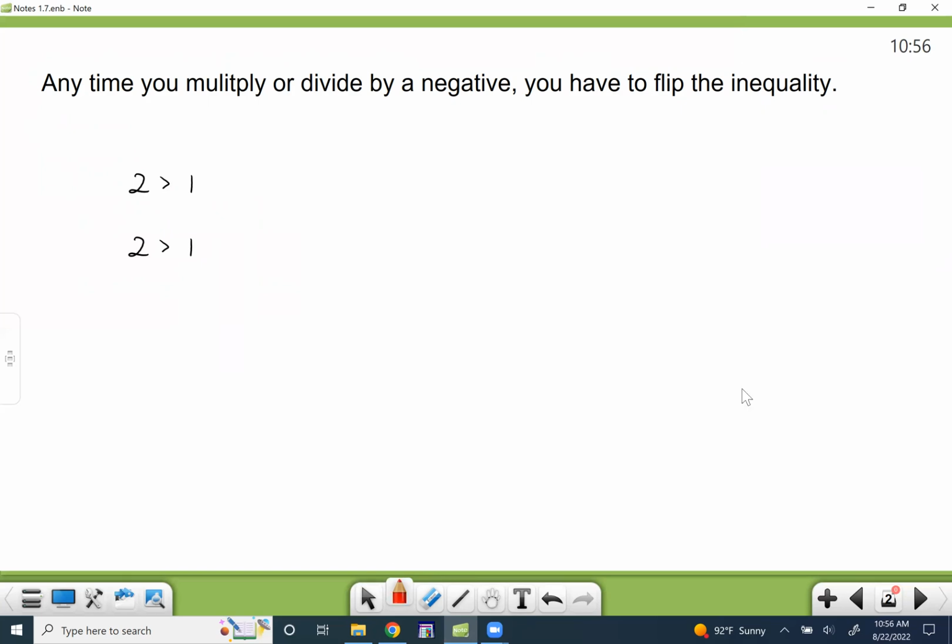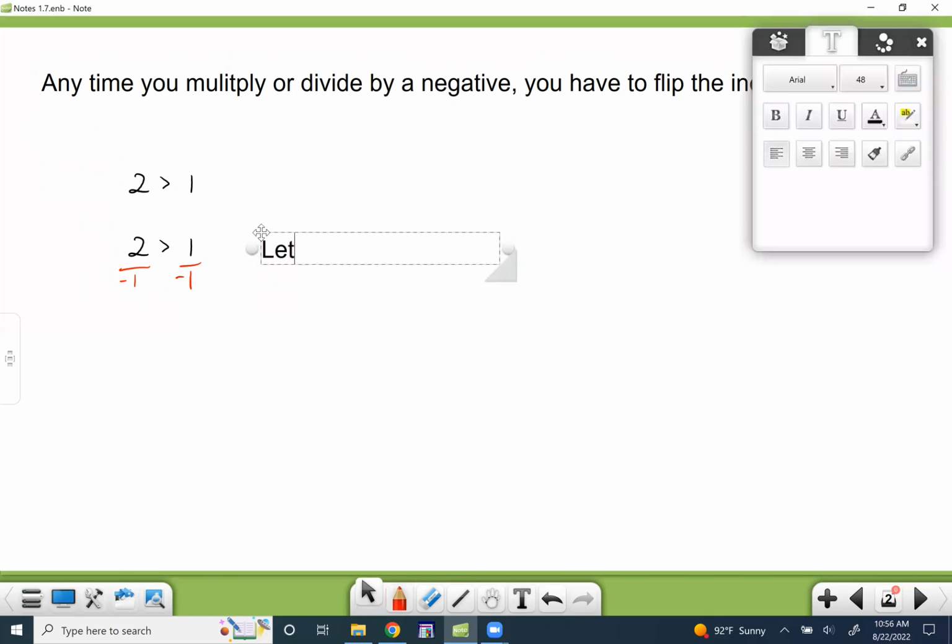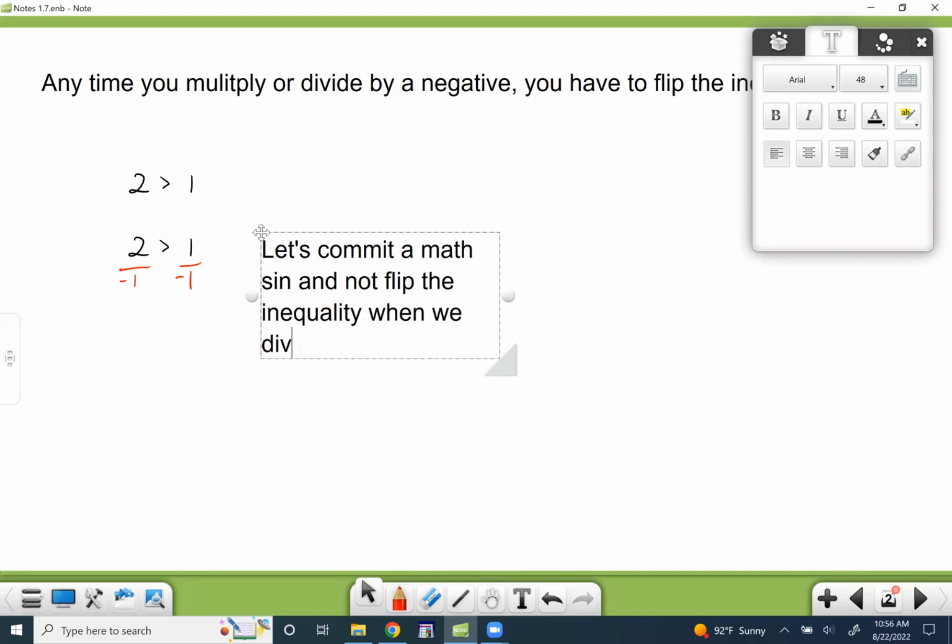This is mostly division that we do in this class, you guys. So that's why I'll choose division. And I'm going to not flip the sign. Okay, so let's commit a math sin. Oops. Math sin, and not flip the inequality when we divide by a negative.